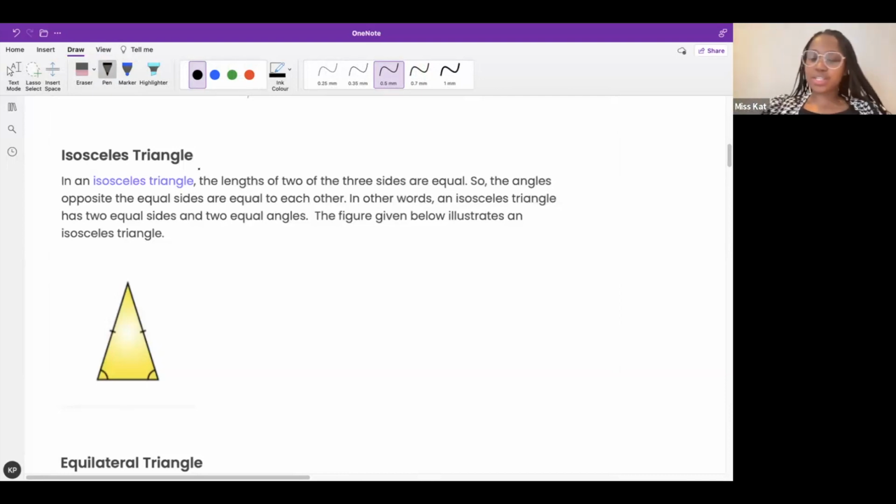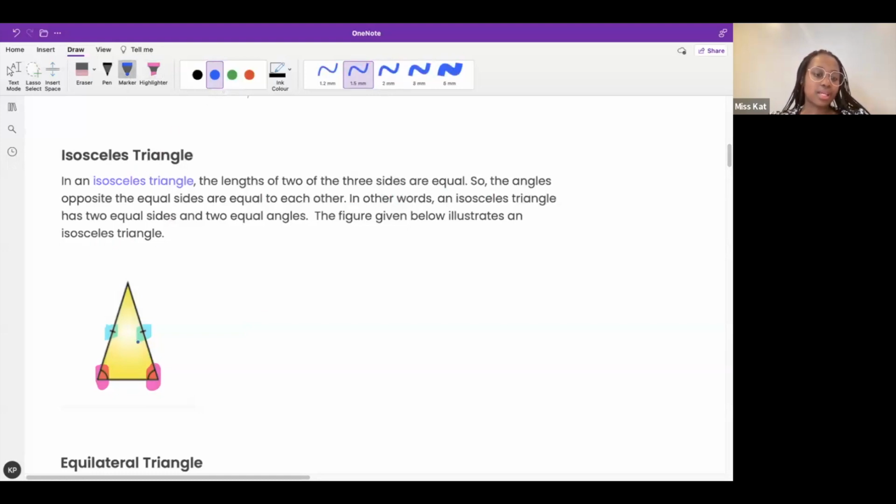Isosceles triangle has two sides that are equal, shown by these small lines over here, guys. Do you see these lines? Those lines are telling you that those two sides are equal. And additionally, if those two sides are equal, then the angles will be equal. The angles that are opposite the equal sides will also be equal.